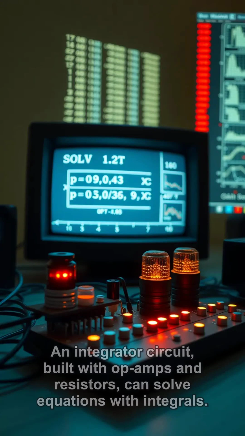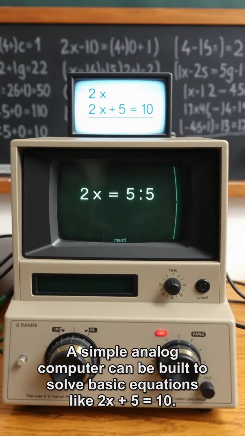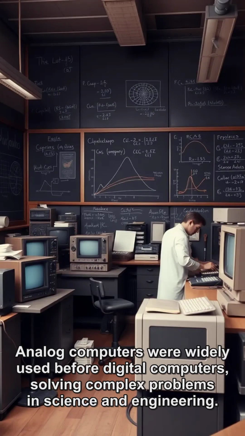An integrator circuit, built with op-amps and resistors, can solve equations with integrals. A simple analog computer can be built to solve basic equations like 2x plus 5 equals 10. Analog computers were widely used before digital computers, solving complex problems in science and engineering.